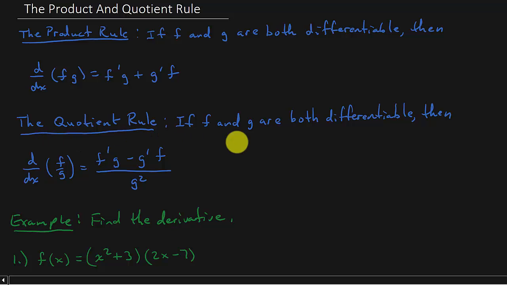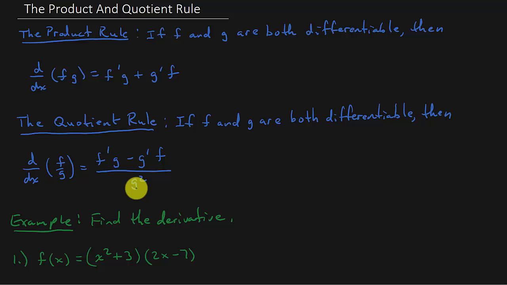And then we've got the quotient rule. So f and g are both differentiable, and we've got f over g. It's f prime times g minus g prime times f, over g squared. Basically, it's the derivative of the numerator times the denominator minus the derivative of the denominator times the numerator, and all that is over the denominator squared. So in order to do this, you've got to remember those rules.